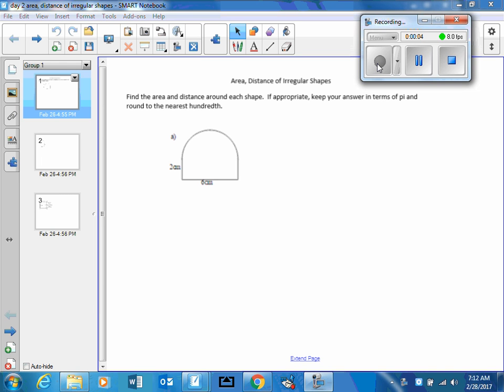This will help you find area and distance around irregular shapes or composite shapes. So the directions say find the area and distance around each shape. If appropriate, keep your answer in terms of pi and then round to the nearest hundredth.